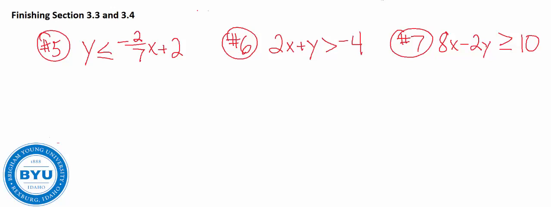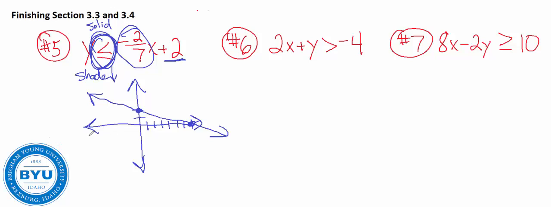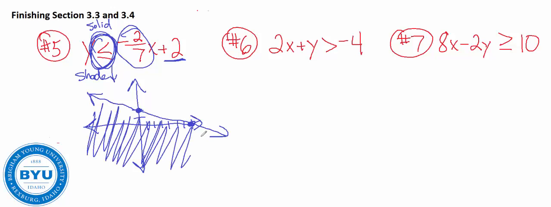Here we go, number 5. It's already solved for y, so I'm just going to graph the y-intercept, which is at 2. I'm going to use the slope, which is negative 2 over 7. That means I go down 2, over 7: 1, 2, 3, 4, 5, 6, 7. There it is. It's a solid line because it's equal to. And because it's less than, I shade down. And so I'd shade like this. And there it is. That's my answer.